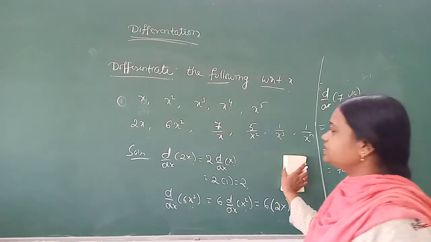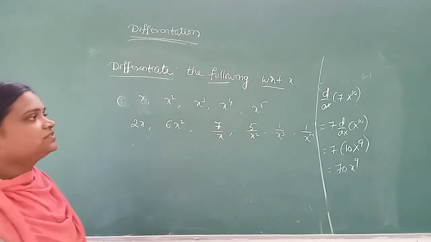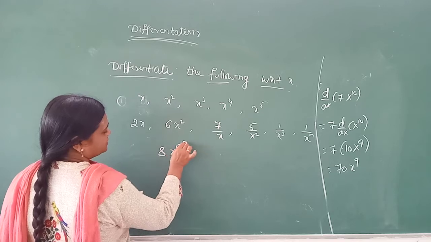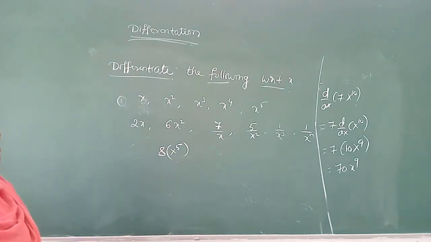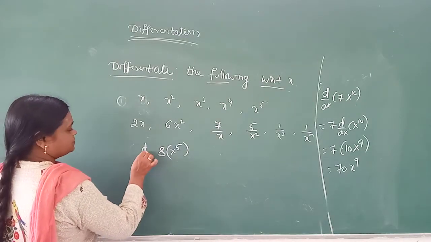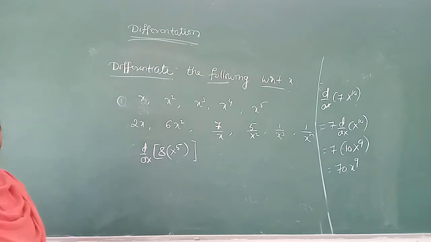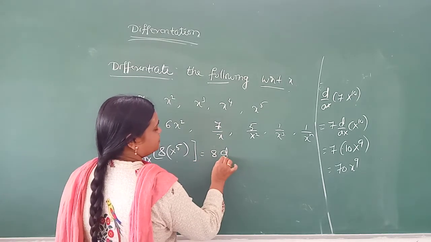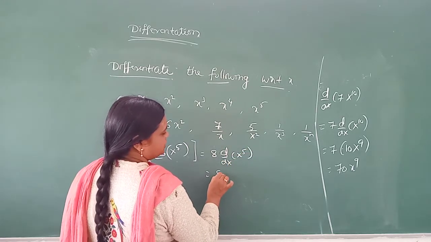Okay. Next, another one I will take. That is 8x to the power 5. Correct? This is the given example. If you do the differentiation of this, d by dx of, okay, 8 is what? Constant. Take it outside. Okay, d by dx of x to the power 5 means 8.